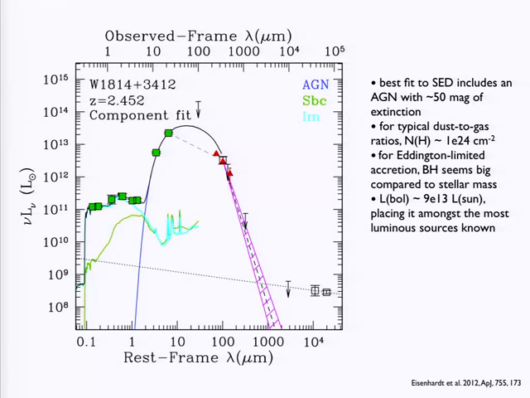So basically, above observed 10 microns, it's dominated by the AGN. Below that, it's dominated by just a normal galaxy. For a typical gas to dust ratio, these are Compton thick AGN, extremely luminous. Bolometric luminosities approaching 10 to the 14th solar luminosities.